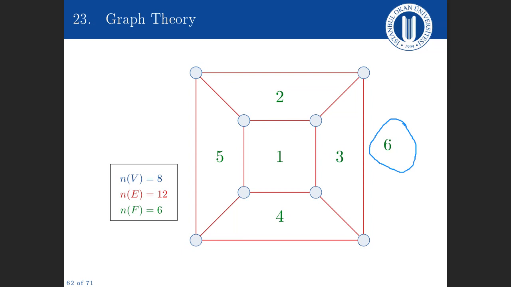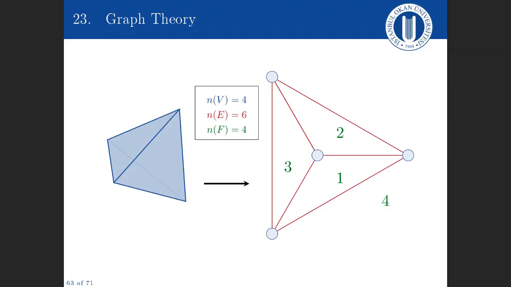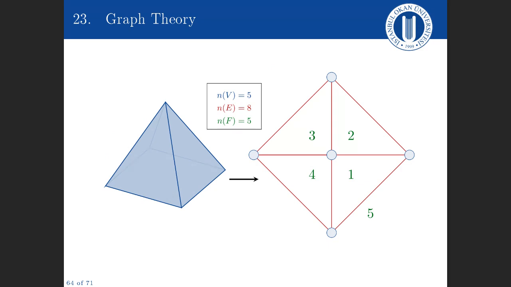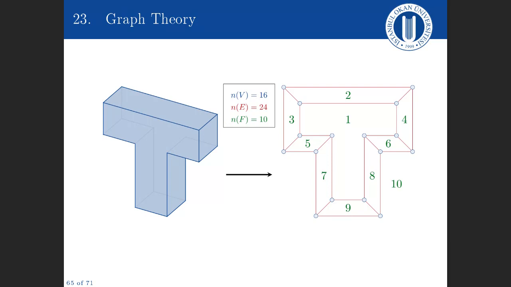We can think of a cube like this. We can do that for all of the shapes. The tetrahedron, we can think like this. Both the tetrahedron on the left and the graph on the right have 4 vertices, 6 edges, and 4 faces, if we count what's outside the graph as one of the faces. Pyramid, 5 vertices, 8 edges, and 5 faces. Or this shape, this letter T. I'll leave it for you to check later that there are 16 vertices here, 24 edges, and 10 faces.